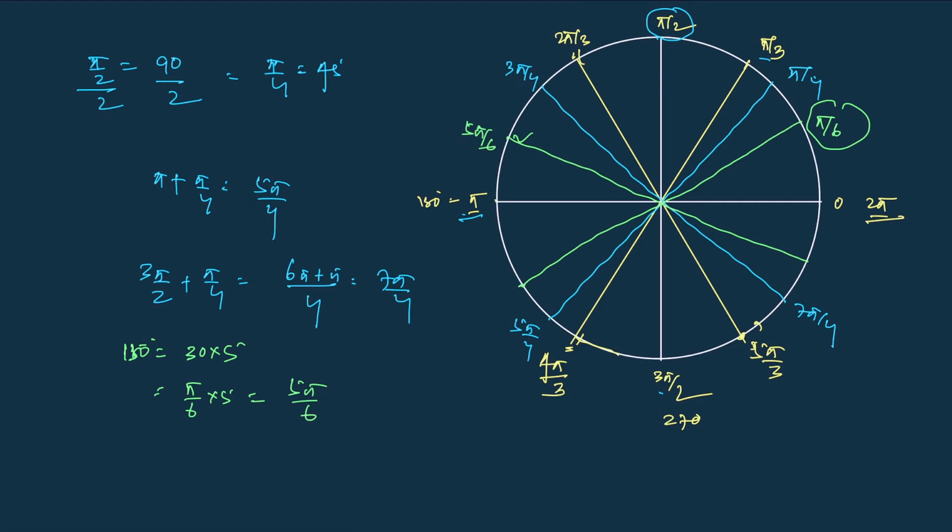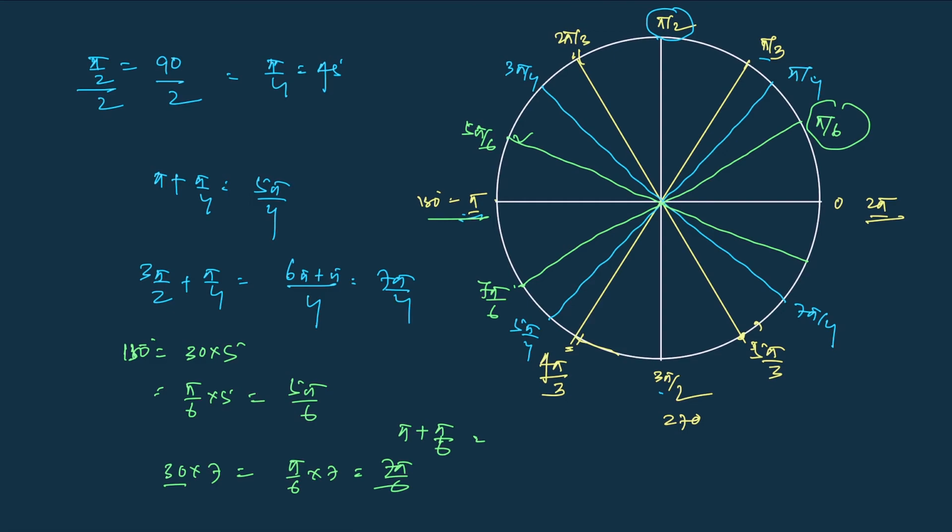Okay, now what is this? This one is 180 plus 30. 180 means pi plus 30. 30 means pi by 6. So this is going to be 210. 210 means 30 into 7, and 30 means pi by 6 into 7. So 7 pi by 6. So this is going to be 7 pi by 6.